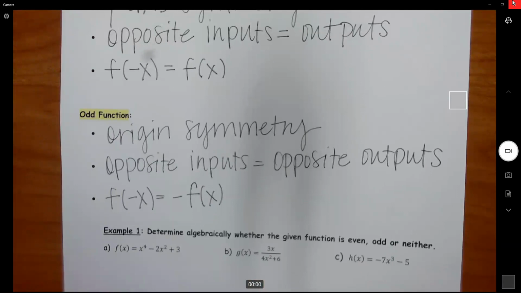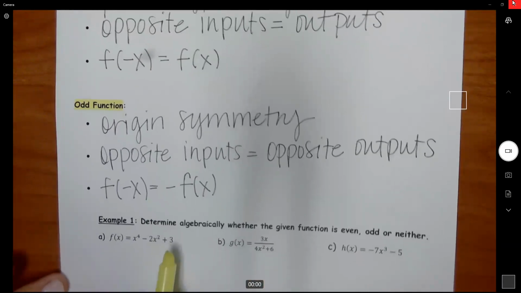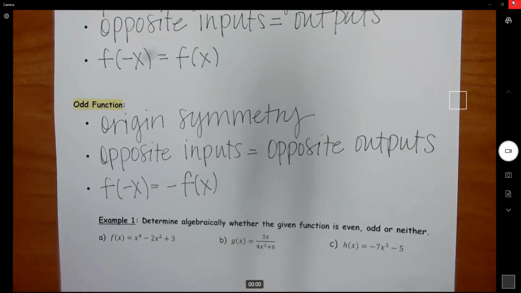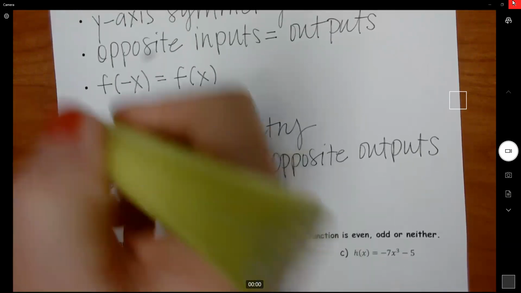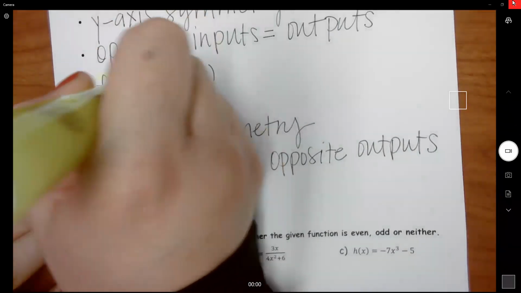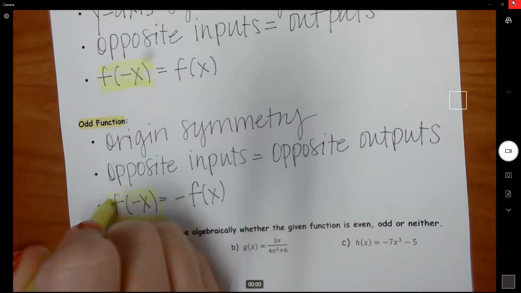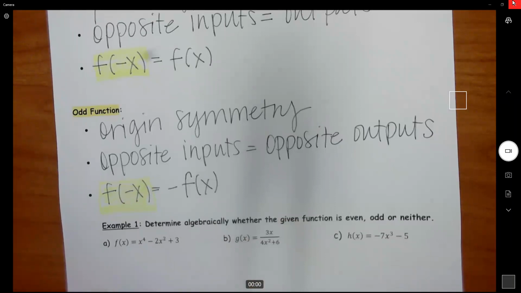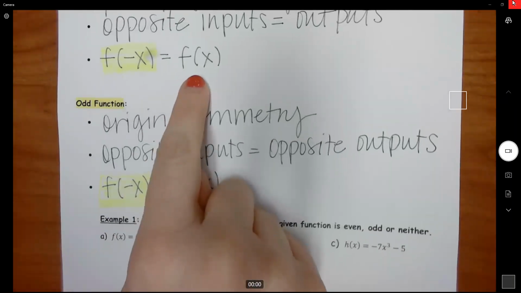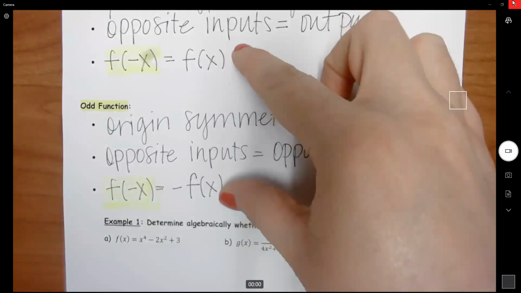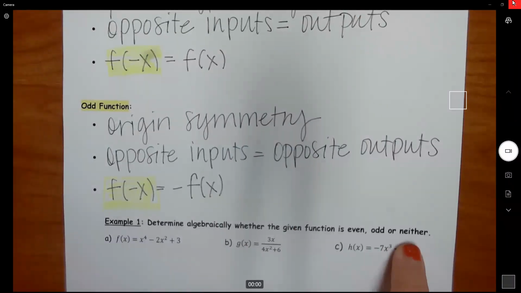So when I'm determining algebraically whether the given function is even, odd, or neither, we don't really care about x-axis symmetry. What I am going to do is do f of negative x and see: do I get my original function back? Do I get the opposite version of my function back? And if I don't get either of these, then it's a neither.